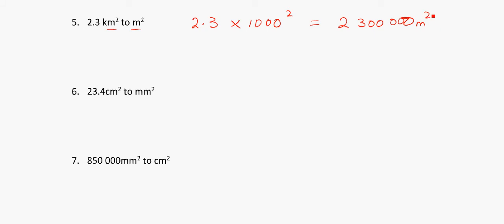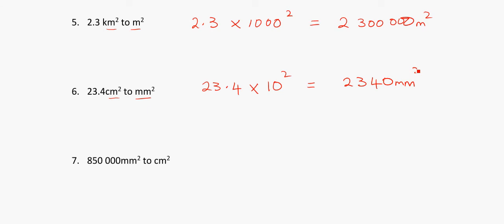Question 6. We're changing centimetres squared to millimetres squared. It's changing to a smaller unit, so we're going to have more of them, so we're going to multiply. We have to multiply by, there is 10 millimetres in a centimetre, so 10 squared. So that's the same as multiplying by 100, so it'll be 2340 millimetres squared.